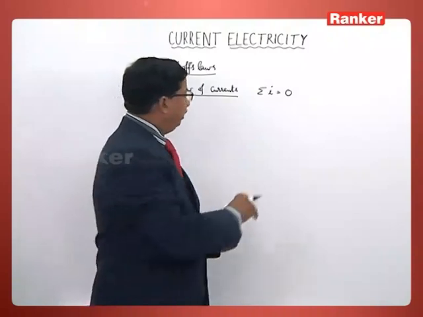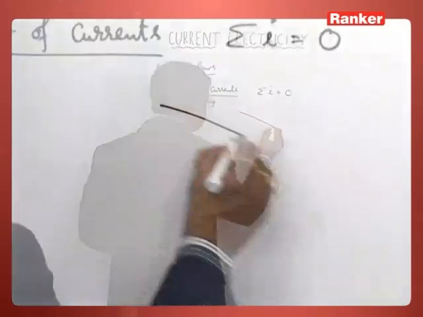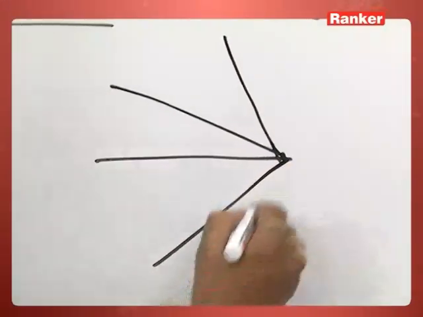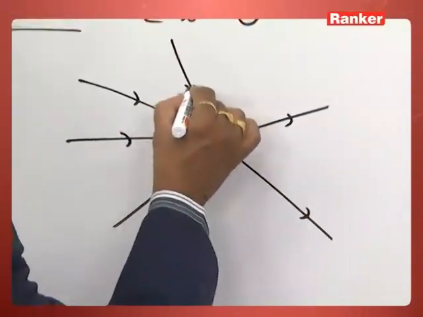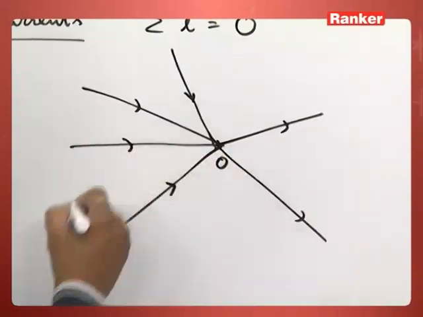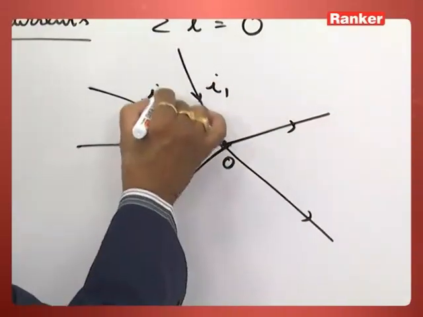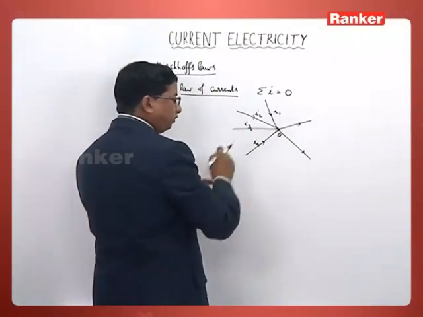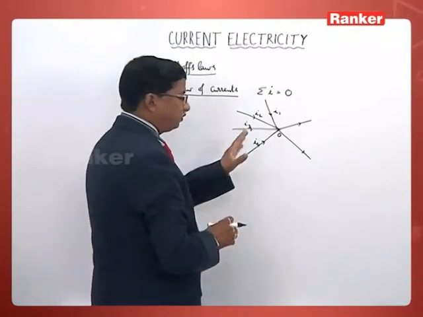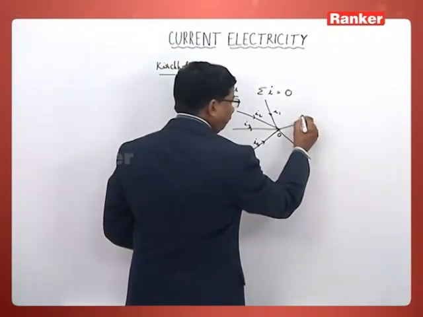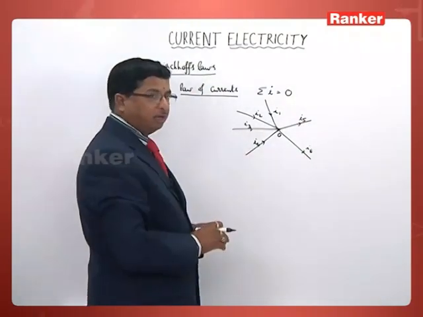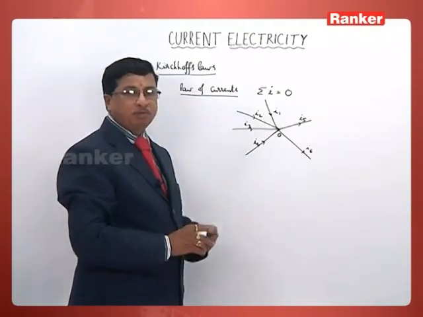So if I take a small example like this, there is a junction here, a part of the circuit we are taking up here. Now a few currents are entering and a few currents are leaving the same point O. If I consider currents I1, I2, I3 and I4 are entering that particular point O in a circuit, whereas I5 and I6 suppose are leaving, then the sum of incoming currents is equal to the sum of outgoing ones.